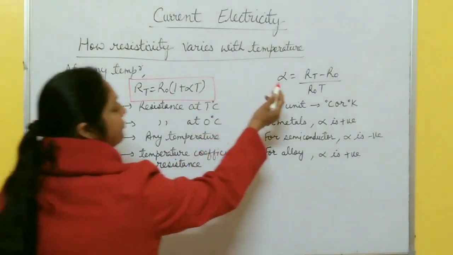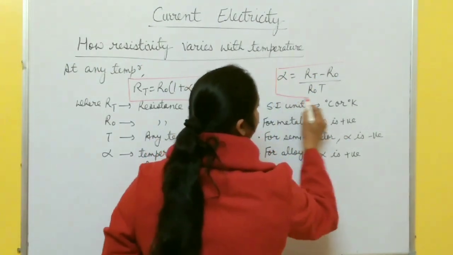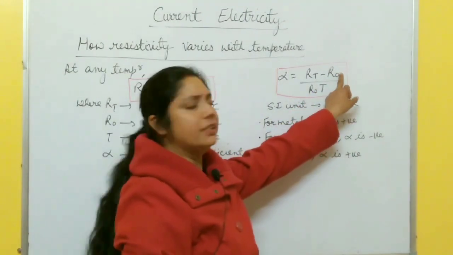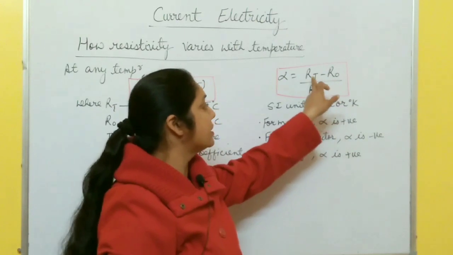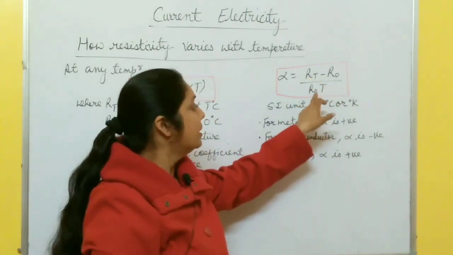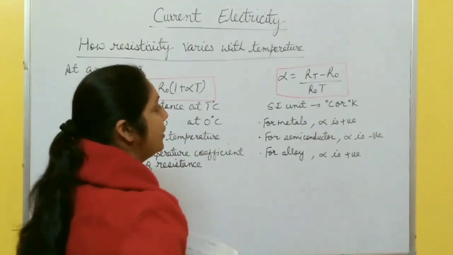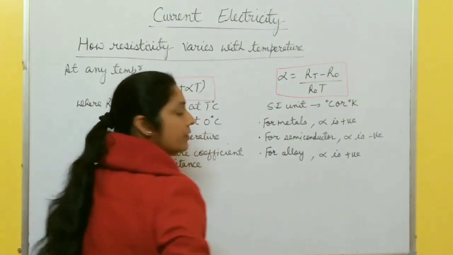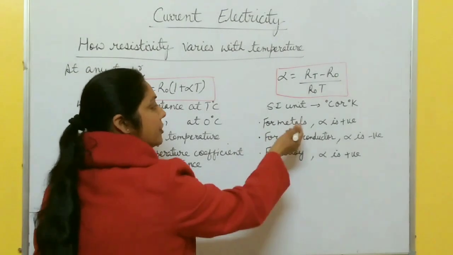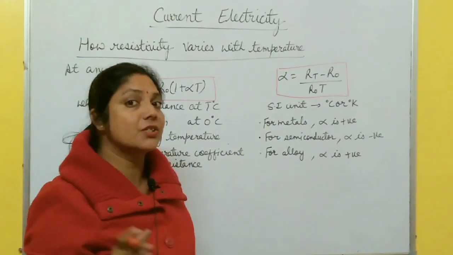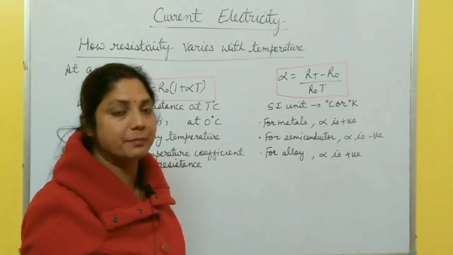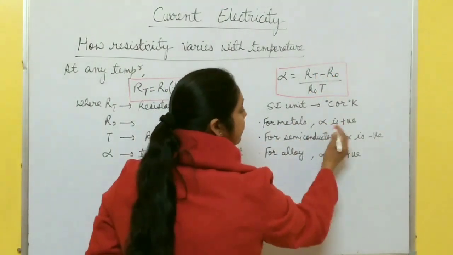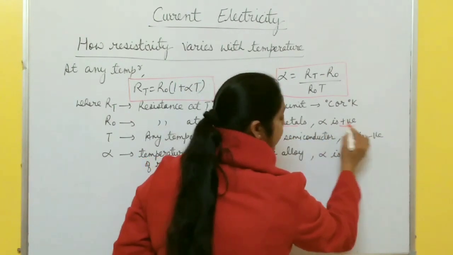From this expression, alpha becomes (R_T minus R naught) divided by (R naught T). It's clear now. R naught is the initial resistance, and R_T is the final resistance at temperature T. Its SI unit is the same ratio per degree Celsius or Kelvin. Now you know in case of metals, resistance or resistivity increases with increase in temperature. So R_T minus R naught is positive. It means alpha is positive in case of metals, right?